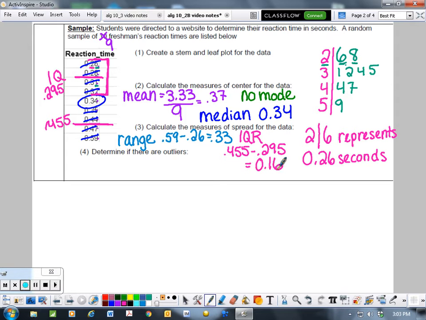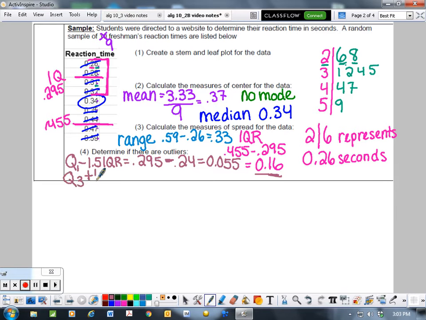So now we decide if there's outliers. So again, all this stuff that we learned before, just reusing it. So to determine if there are outliers, the first thing I'm going to do is Q1 minus 1.5 IQR. So my Q1 is 0.295, and I'm going to subtract 1.5 times this. So 1.5 times that is 0.24, and that gives me 0.055. So do I have any numbers below that? Nope, I'm good. There's no lower outliers, so now I'm going to look for upper outliers.